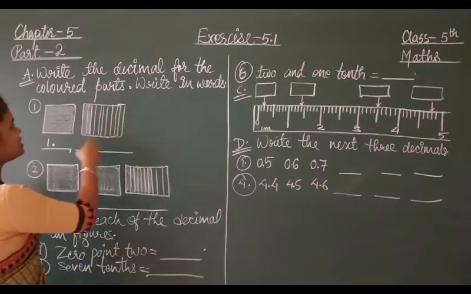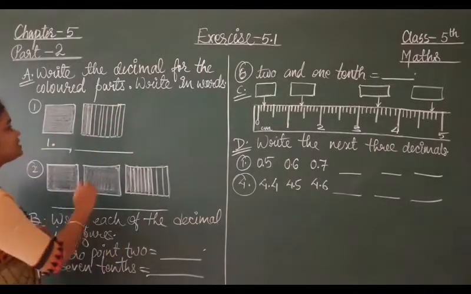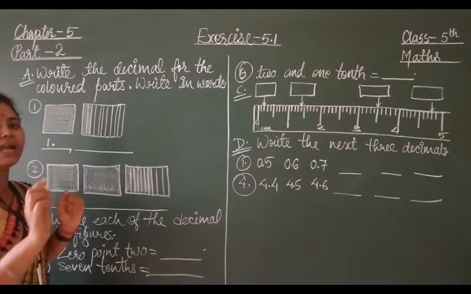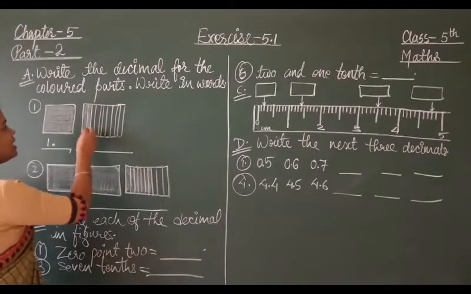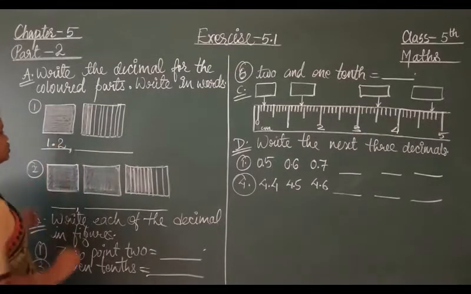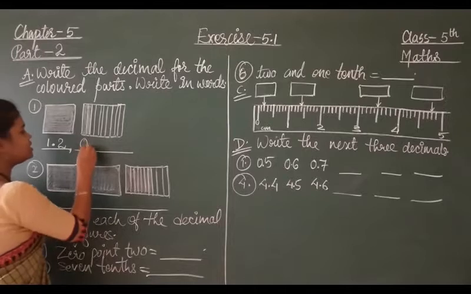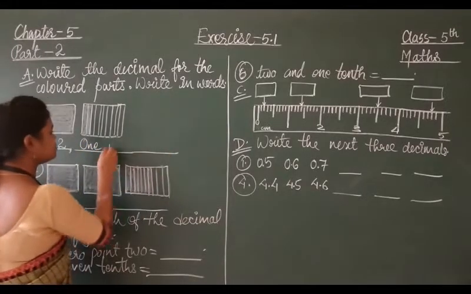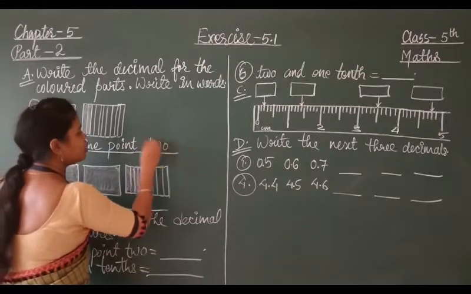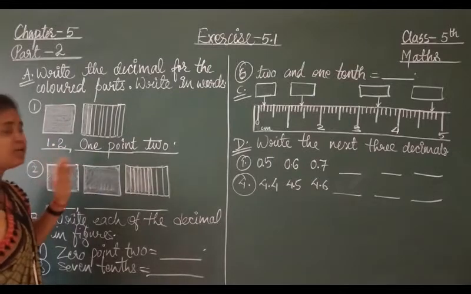Then see students, here the box is divided into 10 parts. Ten parts are there, as after the decimal we are writing tenths. Out of 10, only 2 parts are colored. So we will write 2 here. So what will we read? 1.2. That same thing we will write here: 1.2. Okay, so in this way we can write the decimal by watching the figure.